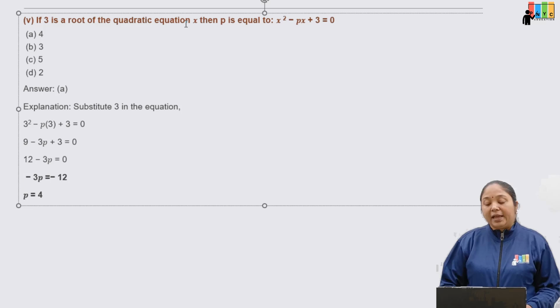So we'll put x is equal to 3 in the given quadratic equation. What we get? 3 square minus p into 3 plus 3. That means 9 minus 3p plus 3. What we get? Minus 3p is equal to minus 12. So p is equal to 4. Correct option is option number A.